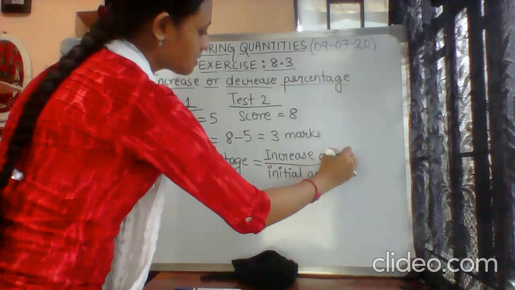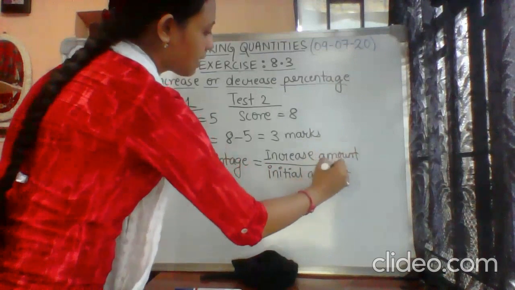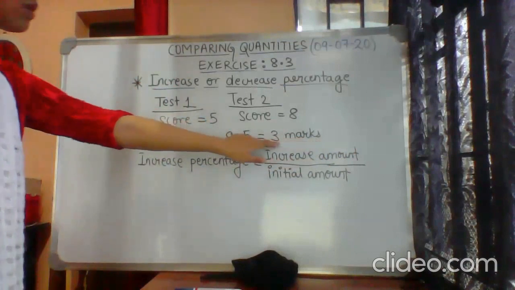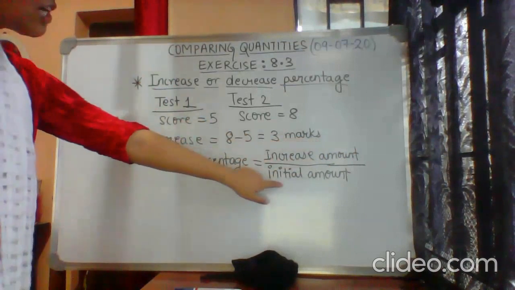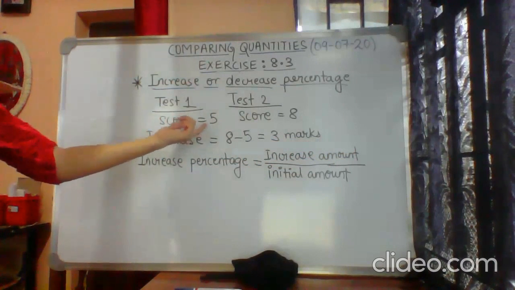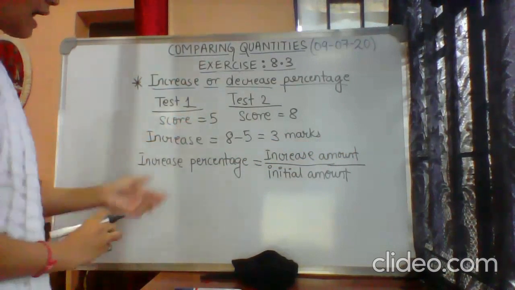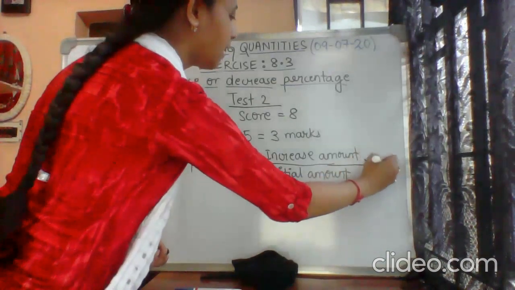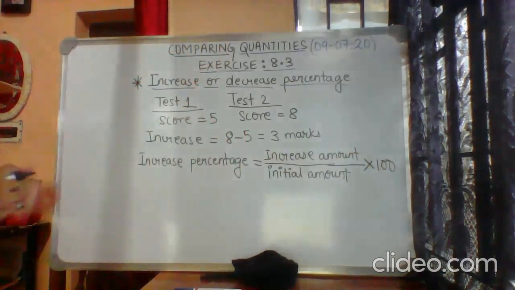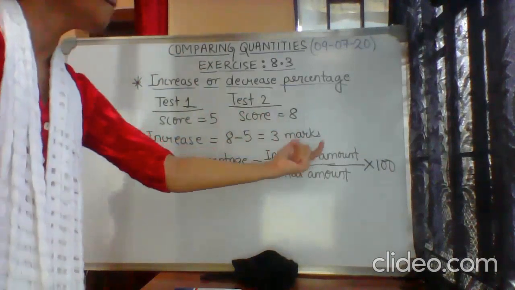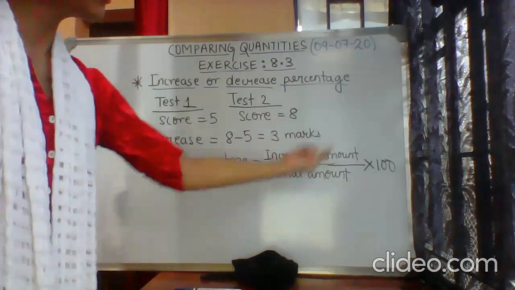Increase amount by initial amount: the increase amount means how much increase was there. Initial amount means what was the score or quantity initially, and since we are finding a percentage, we have to multiply by 100. So how to find increase percentage? Increase amount by initial amount into 100.